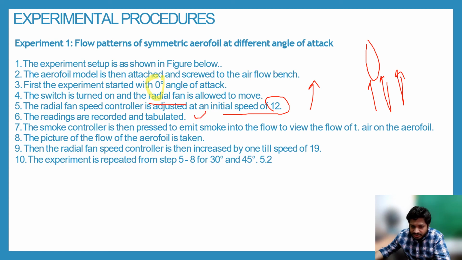The smoke controller is given as well, which is used to emit the smoke into the flow so that you can view how the flow occurs and how the boundary layer might look like. Then the radial fan speed is basically increased until 19, and you have to repeat the same steps for 30 and 45 degree angles as well.